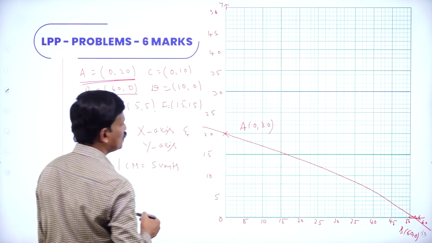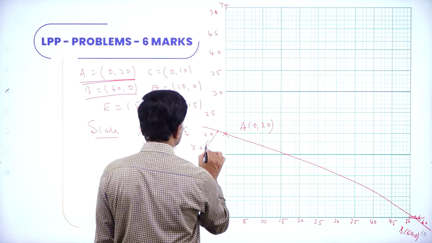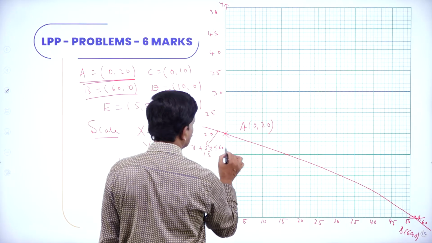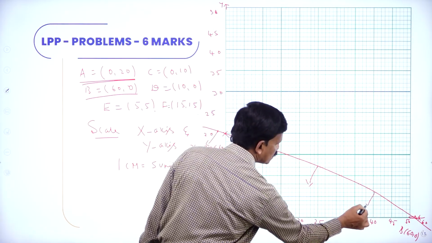So what is the equation? x + 3y ≤ 60. x + 3y less than or equal to 60 means the feasible region is in the downwards direction.